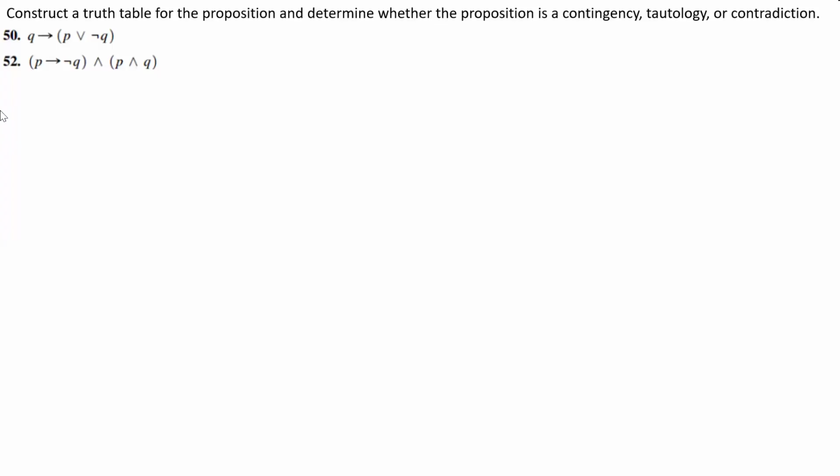All right, so for 50, we're going to go back and say, okay, we're going to need a P, we're going to need a Q, we're going to need not Q, and we're going to need a P or not Q, and we're going to need an if Q, then that. So we'll need a Q, then a P or not Q.